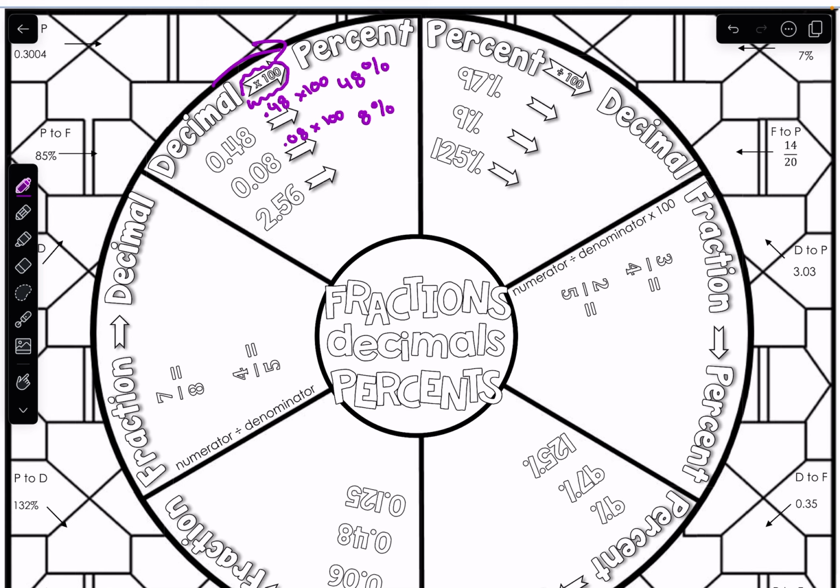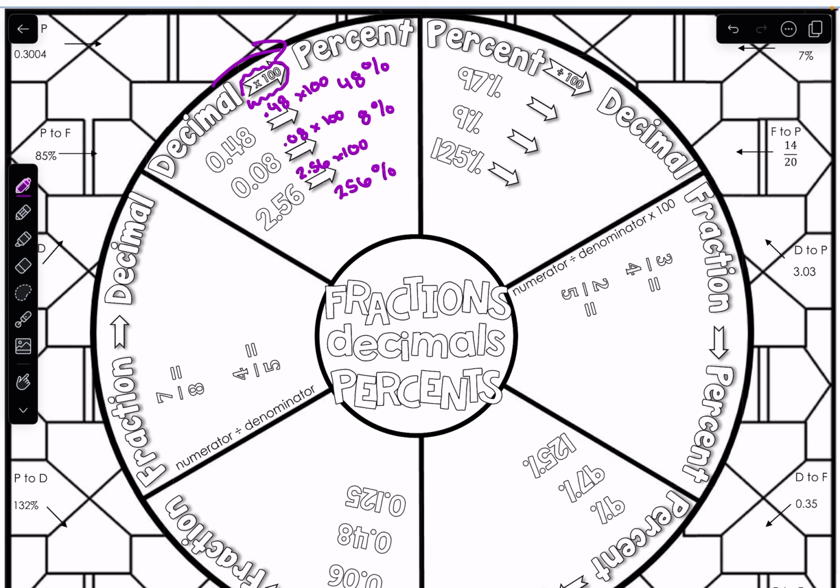Now 2.56 looks a little bit different because we got a number in front of the decimal, and that's okay. I still do the same thing, 2.56 times by 100, and I end up with the number 256. You put a percent sign after it, and you're good to go. A lot of you learned a trick a long time ago that you don't have to actually get a calculator and multiply by 100.